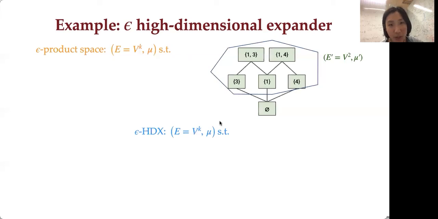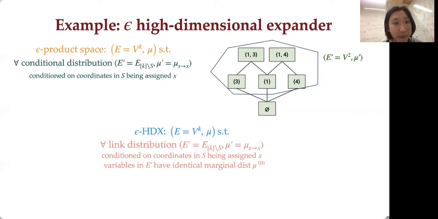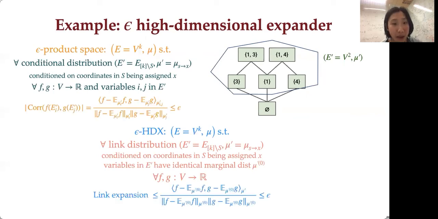So first, the epsilon high dimensional expander gives us an edge distribution, which would be the probability space that we will be considering. And next, in the epsilon product space, we require that inside this conditional distribution, all three random variables need to be close to pairwise independent. And equivalently here, we just require all the link distributions in the high dimensional expander to satisfy that the link expansion is at most epsilon.